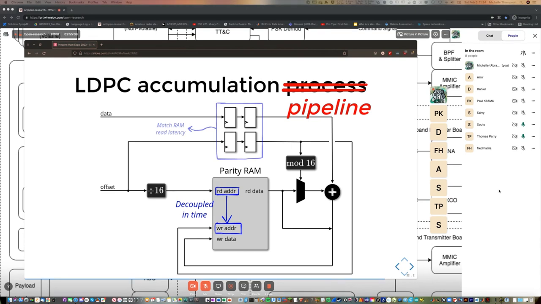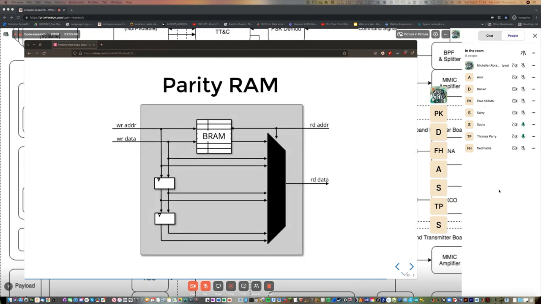However, this two-cycle latency also applies between write data and read data. This is an issue in cases where we're reading data from an address that has been written less than two cycles ago. The data will not make it to the read port in time as we expect. This is called a data hazard, and unfortunately in the LDPC, this happens. But this is solved inside the parity RAM itself by doing some tricks around the block RAM.